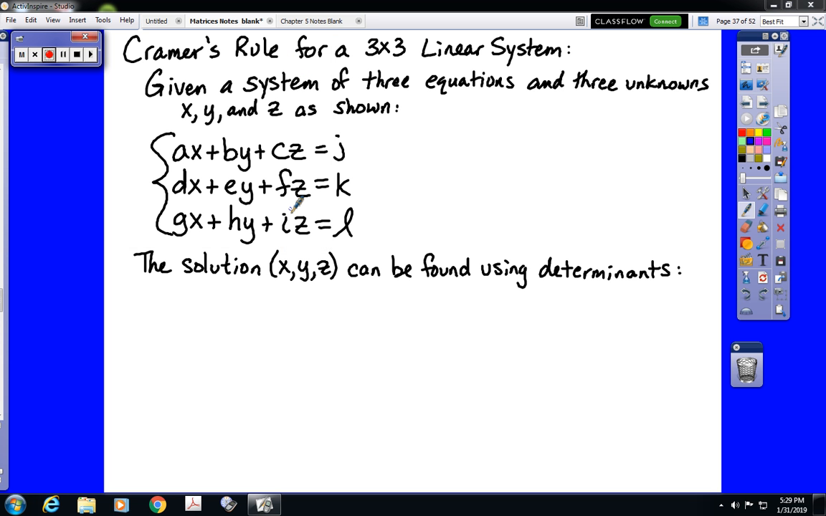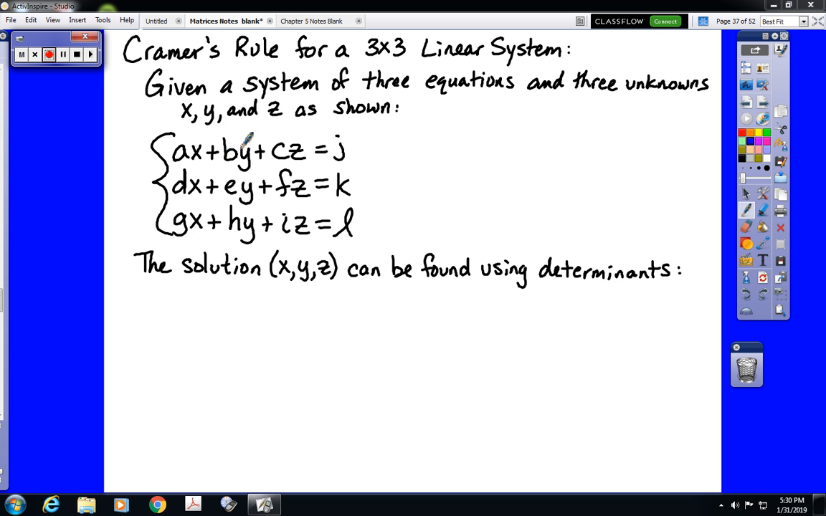This video will cover Cramer's rule for a system of 3 equations and 3 unknowns, or 3 by 3 problems. Again, this is the exact same rule as previously, with the exception of now there are 3 variables, which means there are 3 equations and 3 variables, which means the determinants are 3 by 3 determinants instead of 2 by 2 determinants.